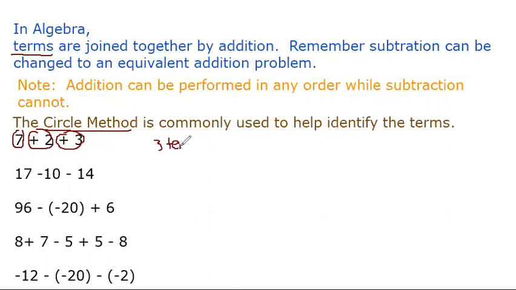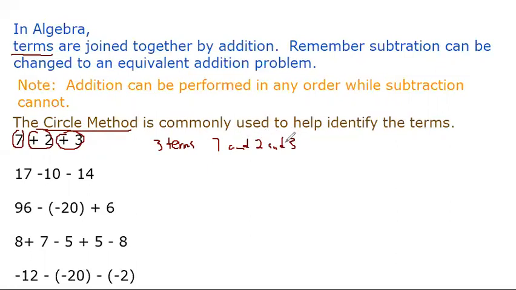and they would be the 7 and the 2 and the 3. In math, the word and actually means add. So it really still means 7 plus 2 plus 3.